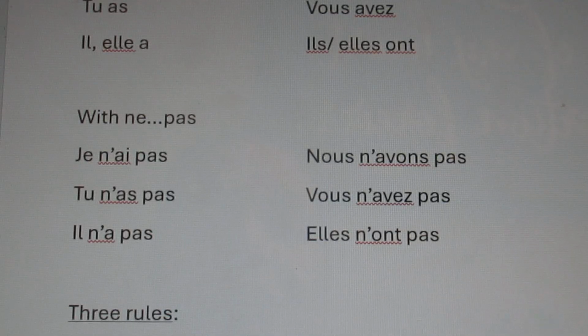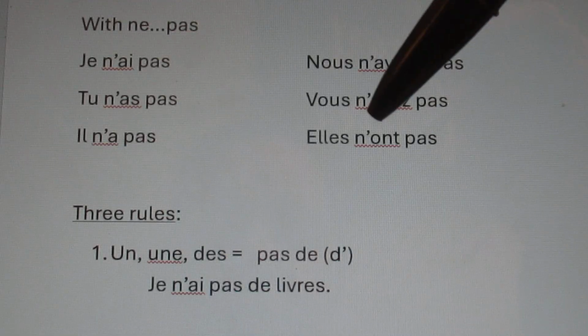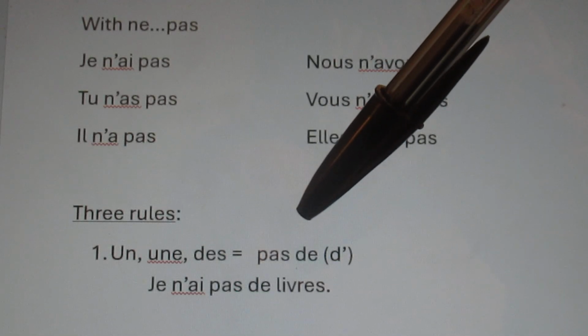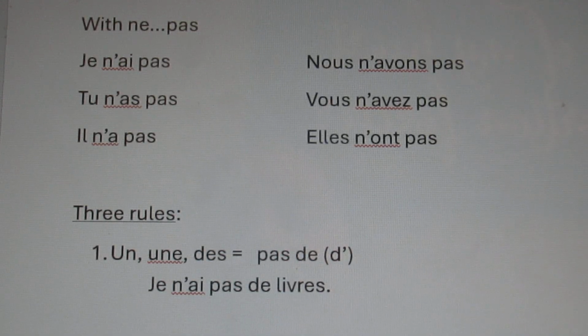So there are 3 rules that I want you to remember when we're talking about negation or making a sentence negative. So the very first one is when we see the indefinite articles un, une, and des. They become pas de, right? Or a D apostrophe if there is a vowel. So we have an example. Je n'ai pas de livre. I don't have any books.